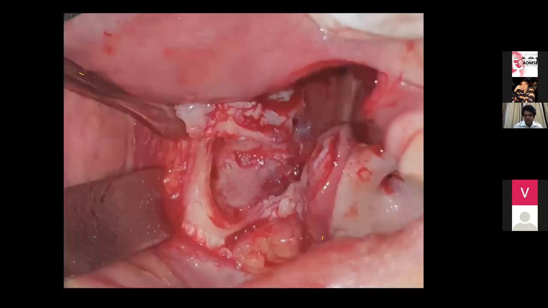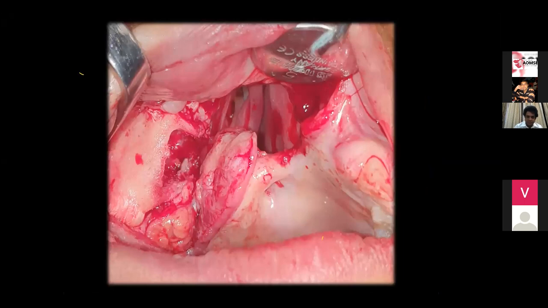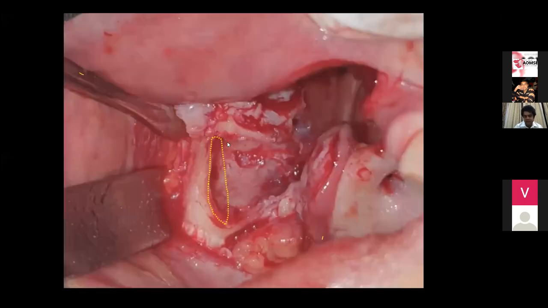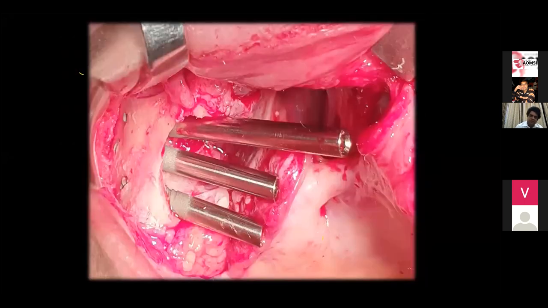Once you expose the zygoma, then you remove this bone which is overlying the base of the zygoma. So then you can see the base of the zygoma clearly. And then we placed two implants. Then we found that there is sufficient bone available in between these two implants. So we placed a third zygomatic implant also.